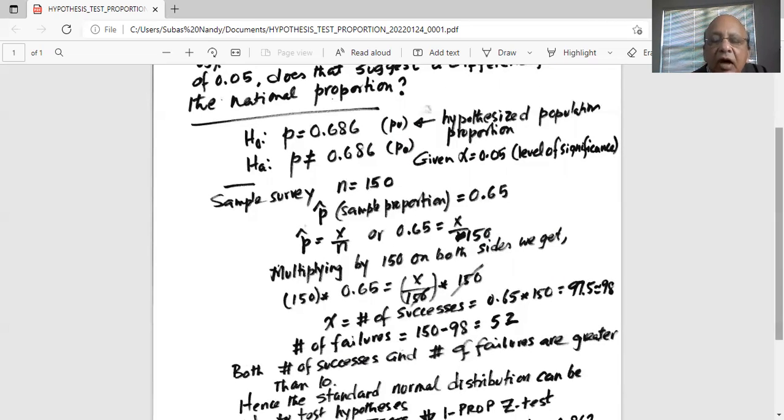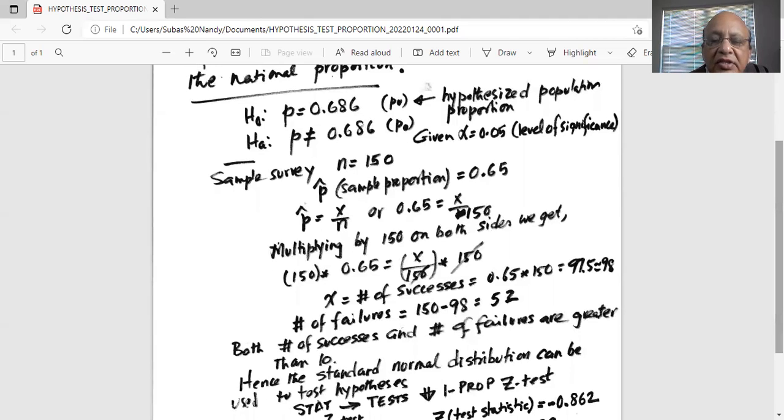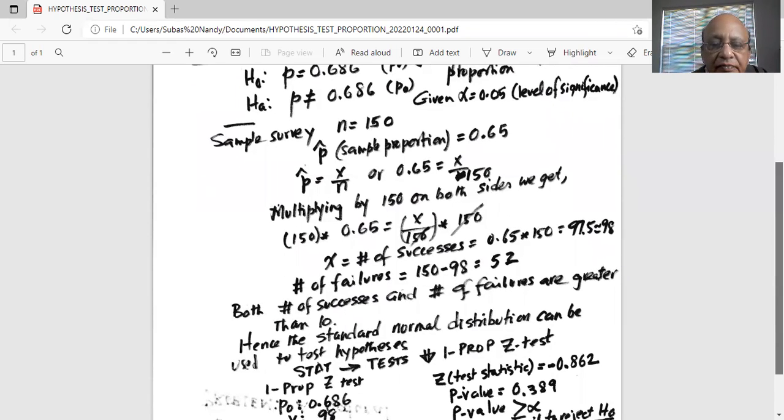And I always have to round it to the next higher number, 98, because the calculator will only take whole numbers. So we will round 97.5 to 98. So my number of successes is 98. So what is my number of failures? Well, I know the sample size is 150. So 150 minus 98, 52 is my number of failures. So you note that both the number of successes and number of failures are greater than 10. Hence, we can use the standard normal distribution to conduct this hypothesis test.